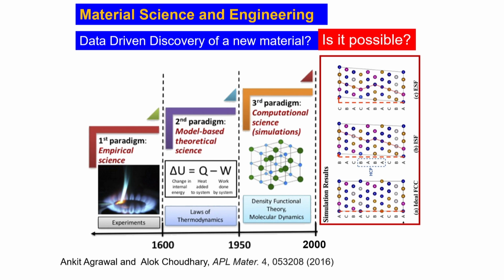From the paper by Ankit Agarwal and Alok Choudhary, they have written nicely that the first paradigm of any discovery was purely experimental based, and there we were using empirical science, empirical equations. We did not know how the equations were coming, what the concepts were, we simply were using empirical equations to discover something. That is before Isaac Newton, before 1600, before Sir Isaac Newton came into the picture.